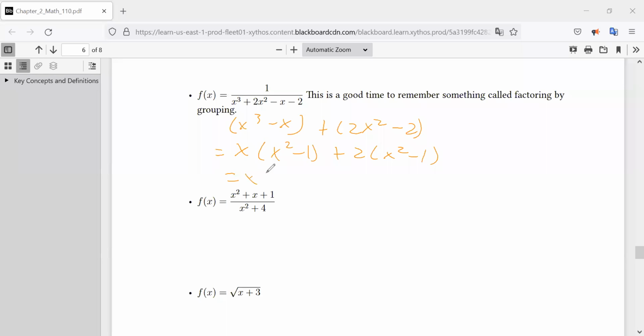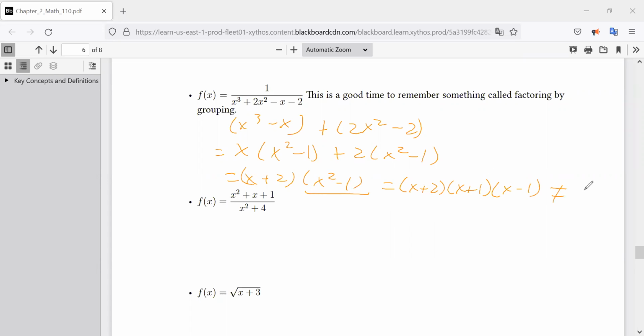So this is equal to x plus 2 times x squared minus 1. And then we can factor x squared minus 1 also, right? So if you guys remember difference of perfect squares, or difference of two squares, what does this become? Would it be x plus 1 times x minus 1? Exactly.